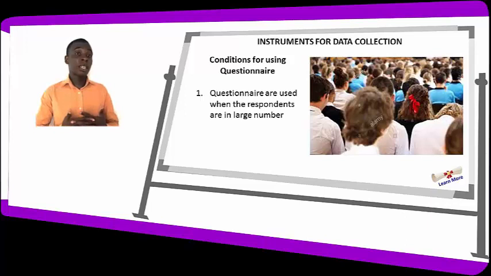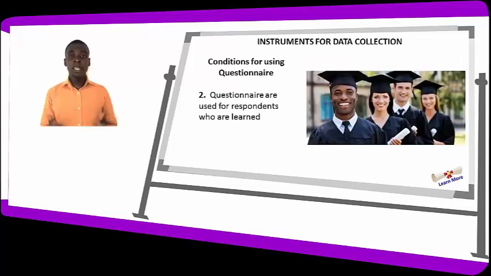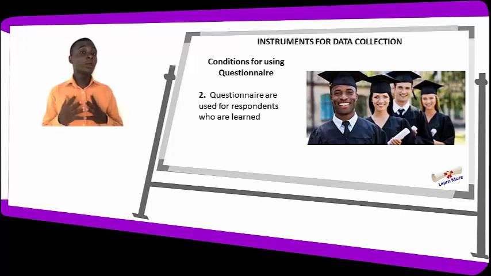But when you know that they are very few, you can use other instruments of data collection. Then number two, questionnaires are used for respondents who are learned. They are lettered; they can read and they can write. You cannot administer a questionnaire to somebody who doesn't know how to read or write, or who doesn't understand what you are trying to say with your write-up. So the person must be able to read and able to write. Those are the conditions for using a questionnaire as an instrument for data collection.